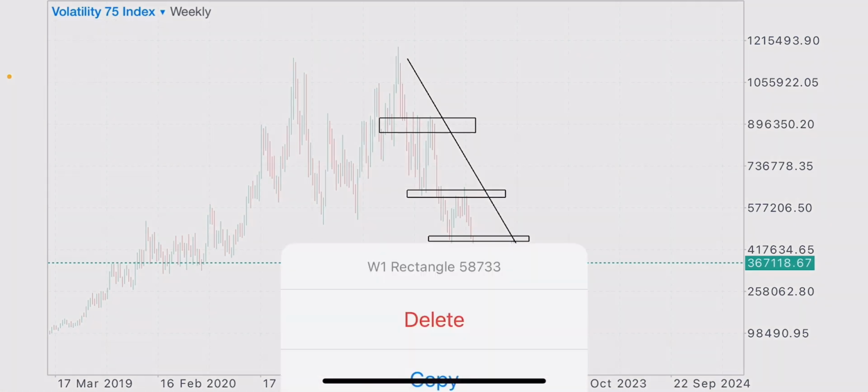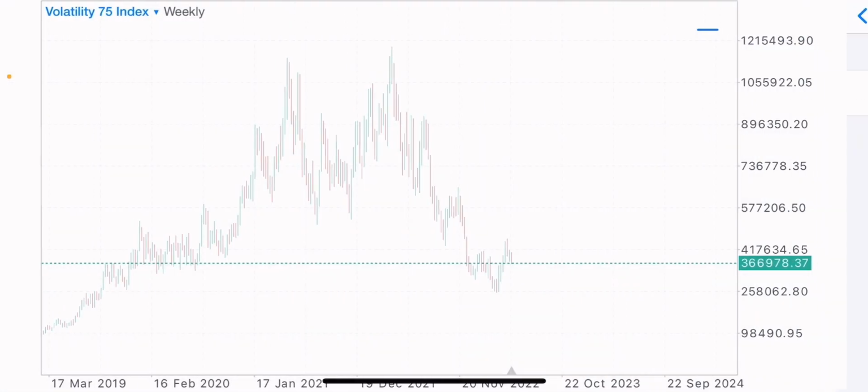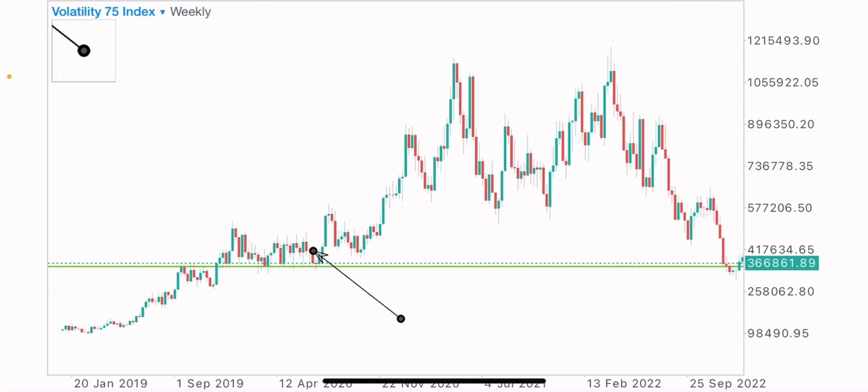So I have identified the market structure on the weekly time frame. I've seen the market is trading to the downside. So next is to identify or spot our levels, our important zones in the market. This level is an important zone in the market, because we have seen in the past the market has been reacting to this zone, acting as a support. This level was acting as a support and a resistance at this point, and finally was acting as a support in the past.